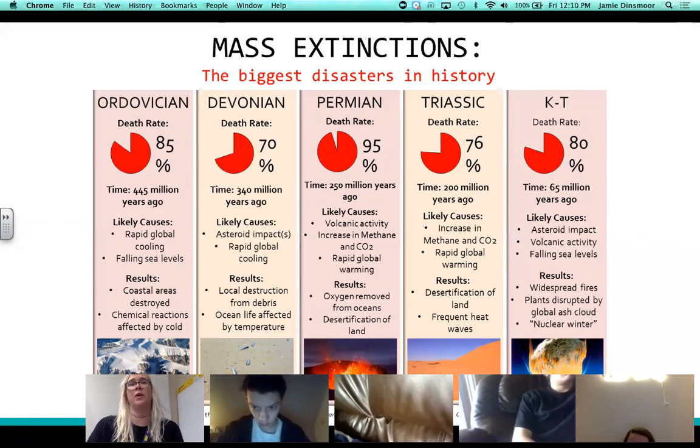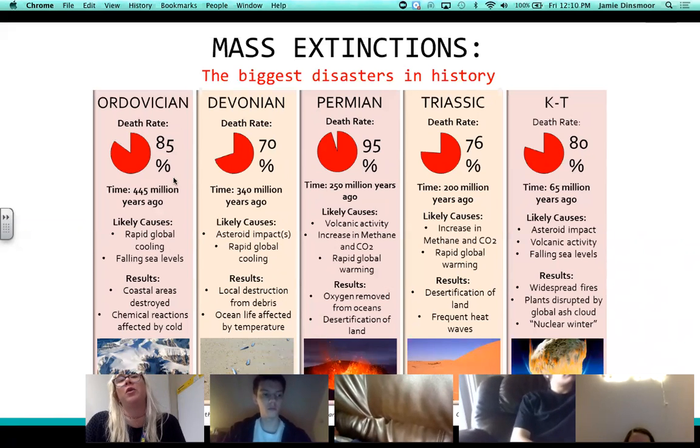Yeah, it's a hypothesis, right? Was anyone alive 445 million years ago? No, no one knows if this is true, right? We're assuming. We think that those falling sea levels caused coastal areas to get destroyed. And of course, if the Earth is cooling, chemical reactions can happen, right? That's going to actually kill off a lot of stuff. So the death rate for this extinction was 85% of living things were wiped out.